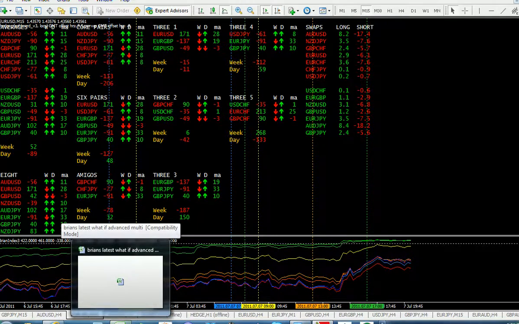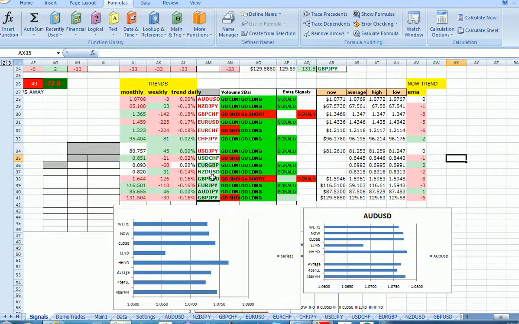So when we go back to the spreadsheet, we can see that certain ones have a high percentage rate of success. Everything is telling you on that one to go long, and you can look at a short one.